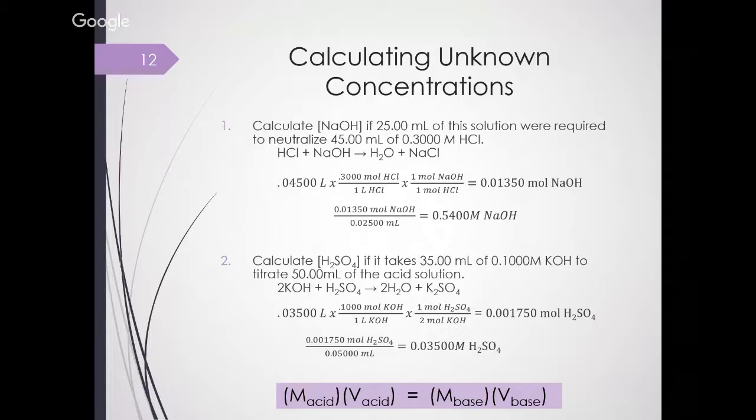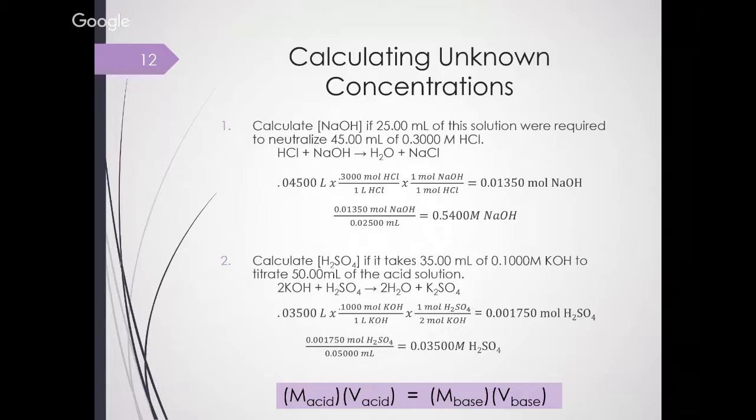And problem 2: calculate the concentration of sulfuric acid if it takes 35.00 milliliters of 0.1000 molar potassium hydroxide to titrate 50.00 milliliters of the acid solution. So once again, we're reacting our strong base with our acid. We show that. We switch partners, right? It's a double displacement. So we get 2 moles of water and our potassium sulfate.